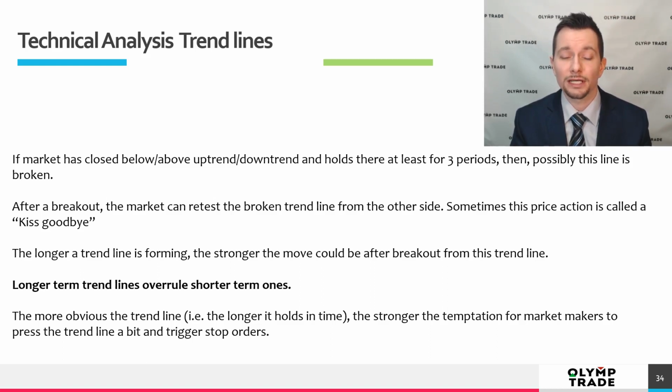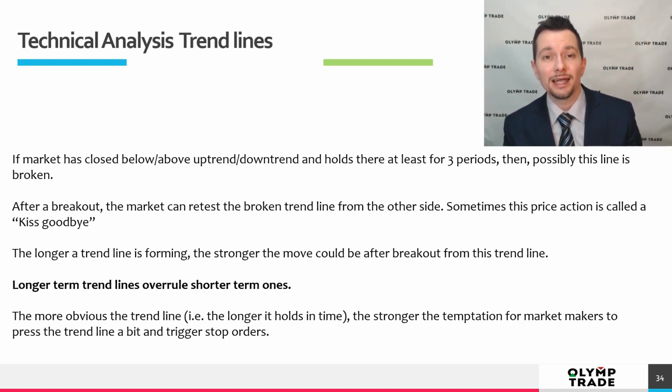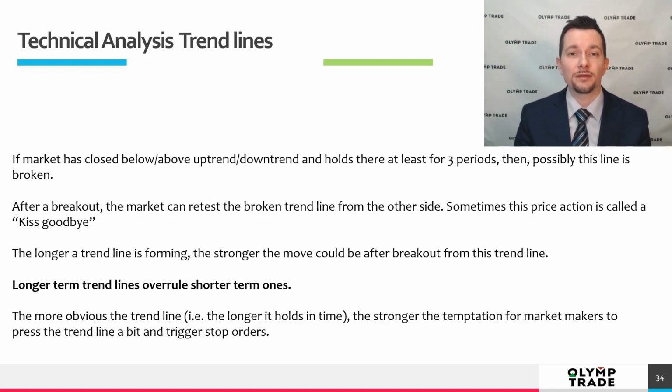The longer a trend line is forming, the stronger the move could be after the breakout. We already talked about this. And another very important thing, longer trend lines, longer time frames always overrule what's going on in the short term. So the short term chaos, again, could be a 5-minute spike out, but on the hourly time frame is nothing but a wick or a tail.